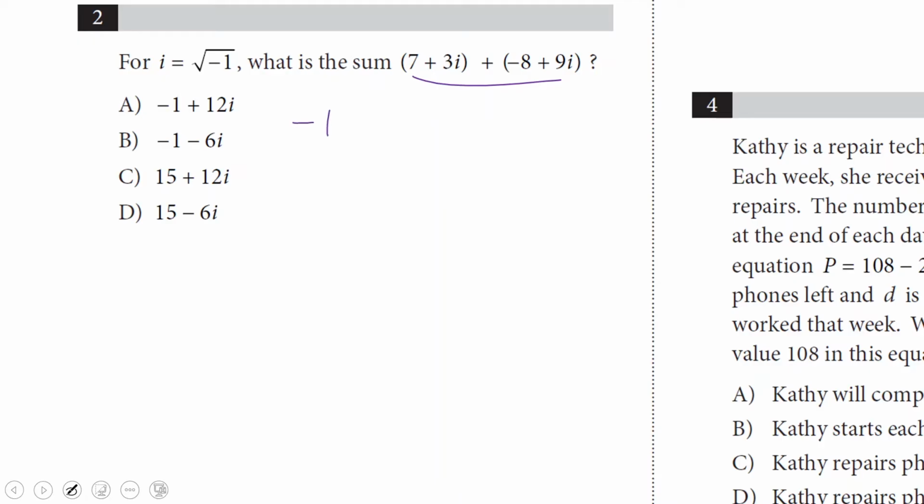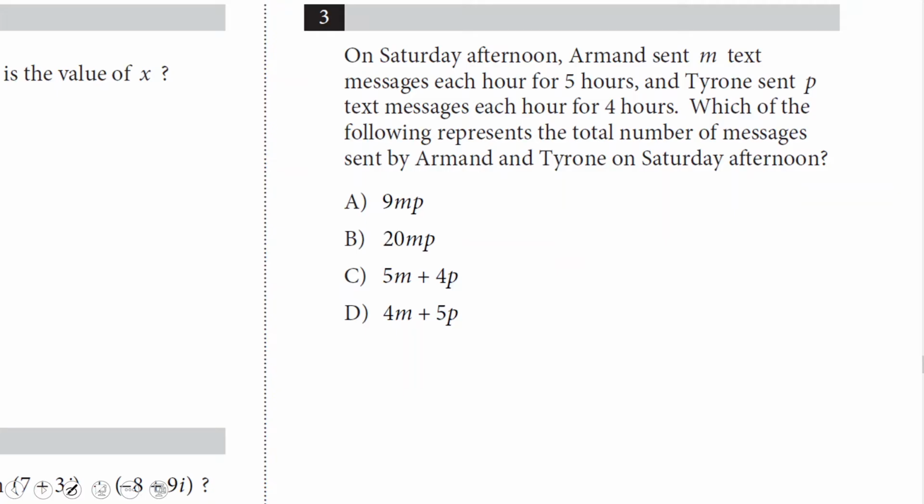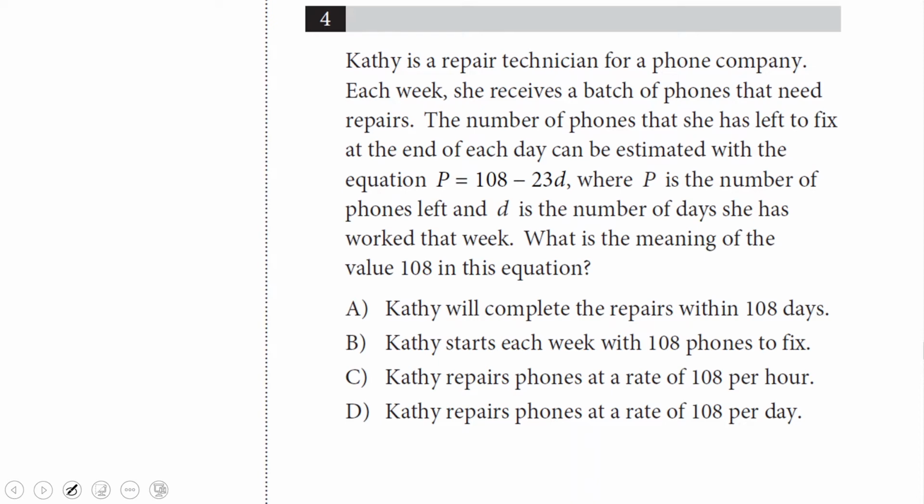So it's minus 1 plus 12i, A. Next, on Saturday afternoon, Arman sent m text messages for each hour, 5 hours, so 5m, and Tyrone sent p messages for each hour, so plus 4p. C. Next, Kathy is a repair technician for a phone company.